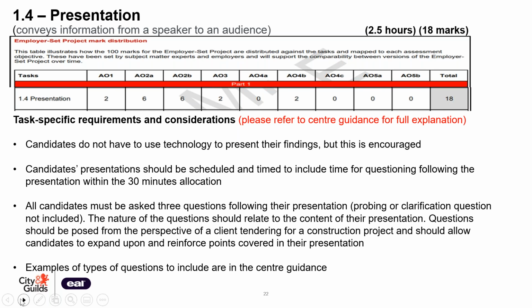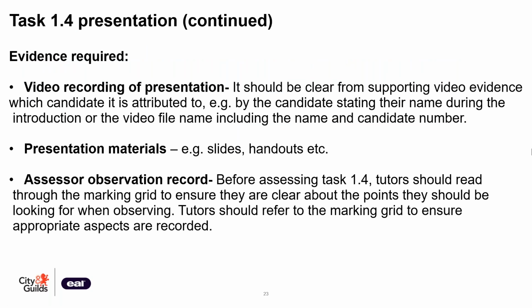And the evidence that learners need for this one, if you look at the evidence, we will require a video recording of the presentation, and it really needs to be clear from that supporting evidence which candidate it's attributed to. In other words, can you get the candidate to state their name, and hold up a candidate number, so the assessors are very clear on who they're assessing. We require the presentation materials, in other words, the slides and the handouts the learner is using.